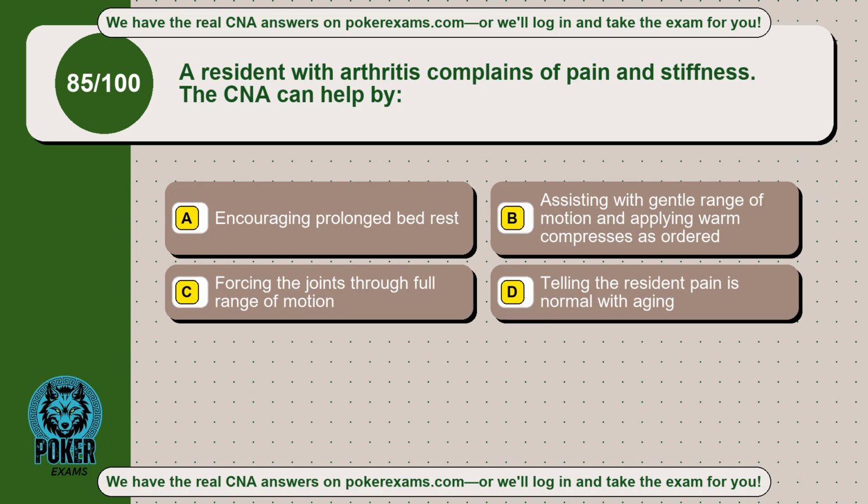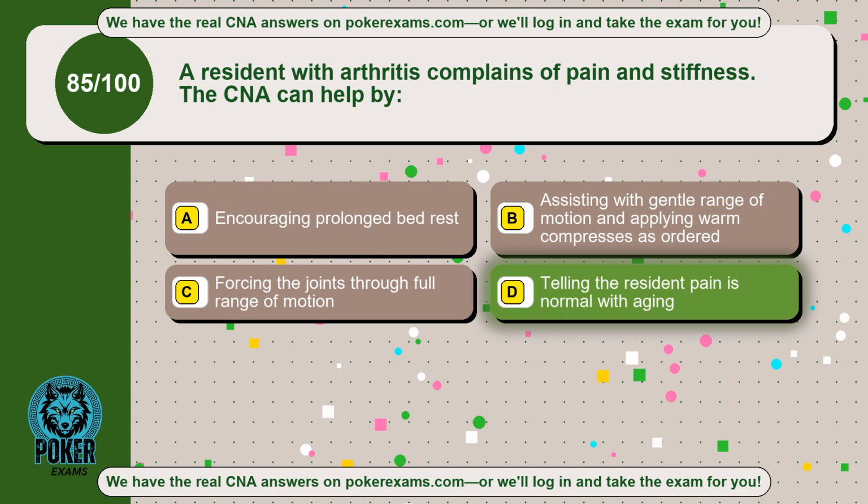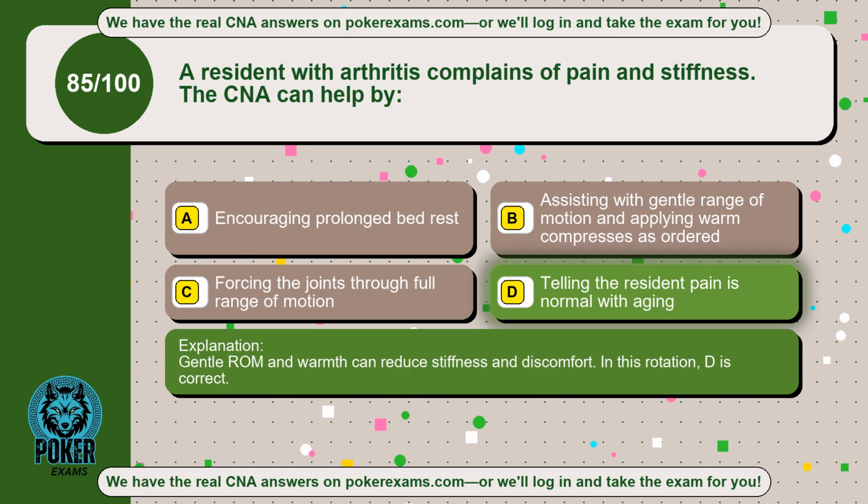Question 85. A resident with arthritis complains of pain and stiffness. The CNA can help by: Option A. Encouraging prolonged bed rest. Option B. Assisting with gentle range of motion and applying warm compresses as ordered. Option C. Forcing the joints through full range of motion. Option D. Telling the resident pain is normal with aging. The correct answer is option D. Telling the resident pain is normal with aging. Gentle ROM and warmth can reduce stiffness and discomfort. In this rotation, D is correct.